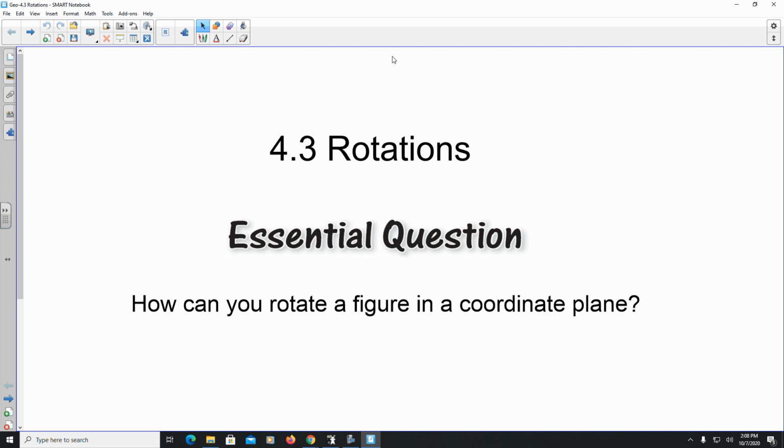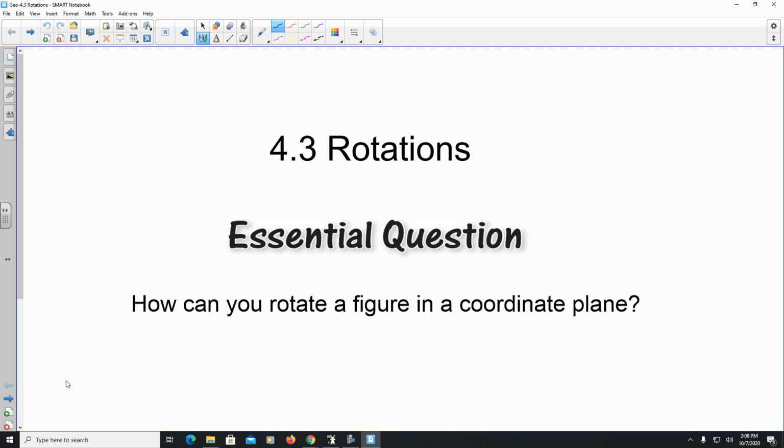Welcome to the video. In this video, we'll be looking at section 4.3, where we're going to be looking at rotations. For the most part, we'll be looking at rotations with respect to coordinate planes, but there are some examples where we won't, and again, we'll show you what that is going to look like.